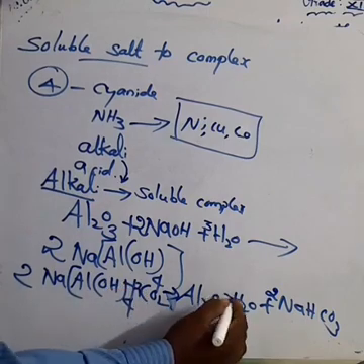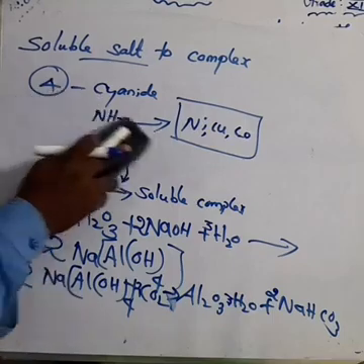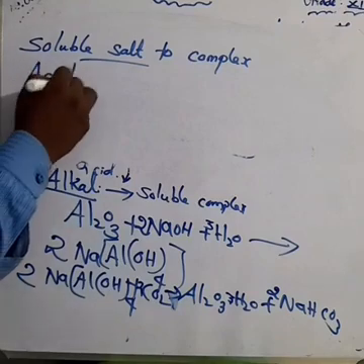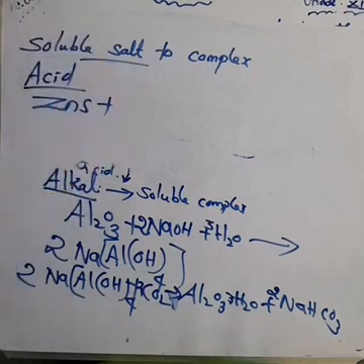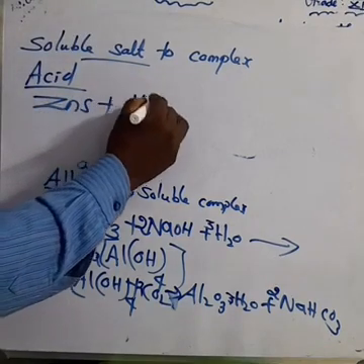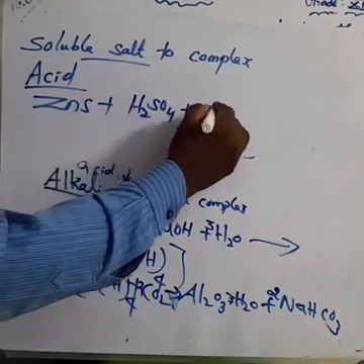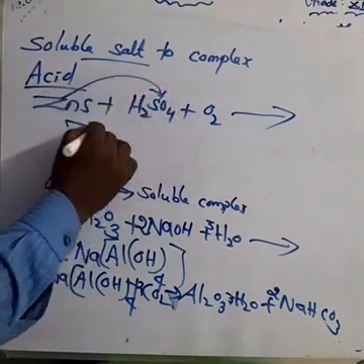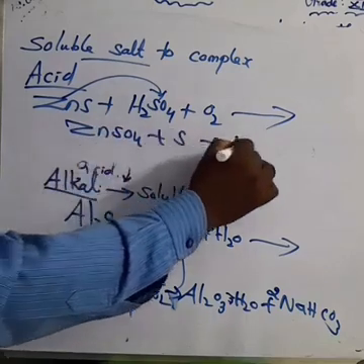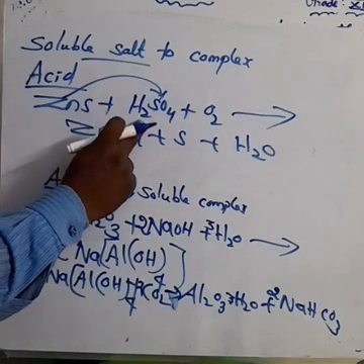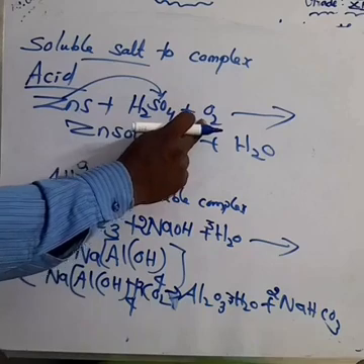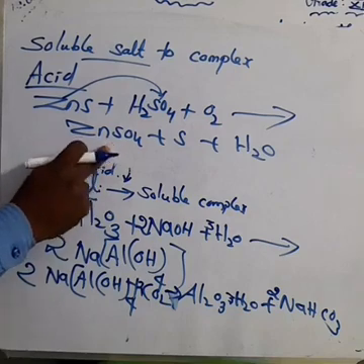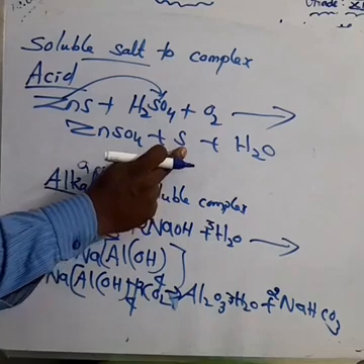Next, about the acid leaching. The leaching of sulfide ores such as zinc blende and galena can be done by treating them with hot aqueous sulfuric acid. That means zinc sulfide reacts with hot sulfuric acid in the presence of oxygen. We get zinc sulfate and elemental sulfur with water. That means ZnS plus H2SO4 plus oxygen. We get zinc combined with sulfate, ZnSO4, and also we get elemental sulfur, S, plus water.